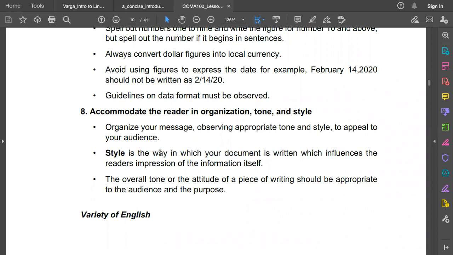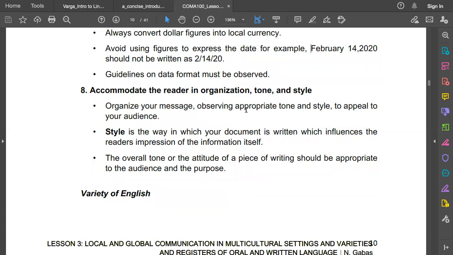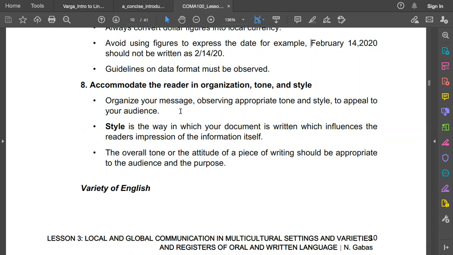Next. Accommodate the reader in tone and style. So organize your message observing appropriate tone and style to appeal to your audience. If it's for the general public, somehow it should still be respectful and professional sounding, because you are expressing in such a way that it was written by a professional and not just a tambay sa canto.